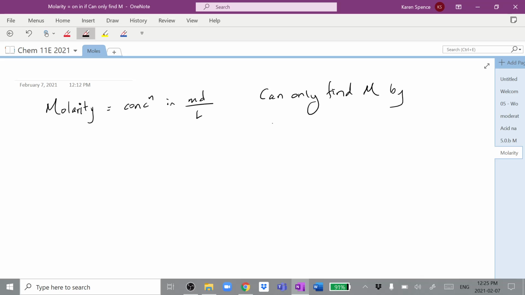by dividing. Okay, we cannot convert our way into molarity. In the mole unit, we convert a lot of things, but for molarity, in order to find concentration in moles per liter, you must take moles and you must divide by liters.